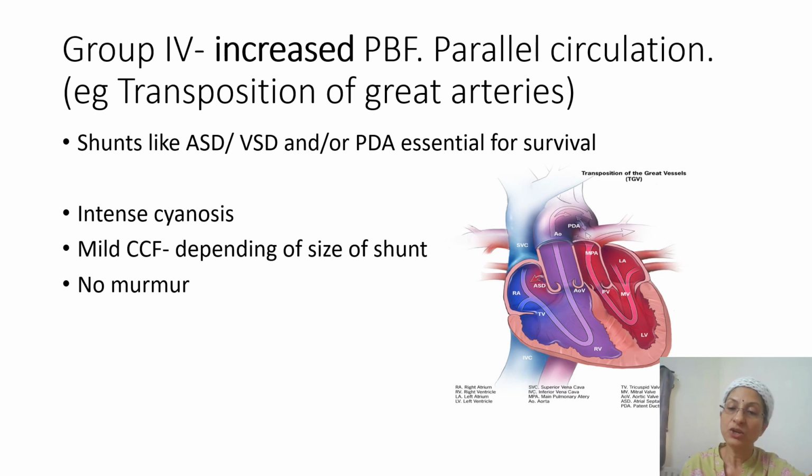Group 4, as I told you, has increased pulmonary blood flow with a parallel circulation. An example is dextrotransposition of the great arteries. As we can see here, the right atrium is emptying into the right ventricle. However, the right ventricle is emptying into the aorta. So the aorta, which should have been committed to the left side, is now committed to the right side. This results in the systemic circulation being parallel to the pulmonary circulation.